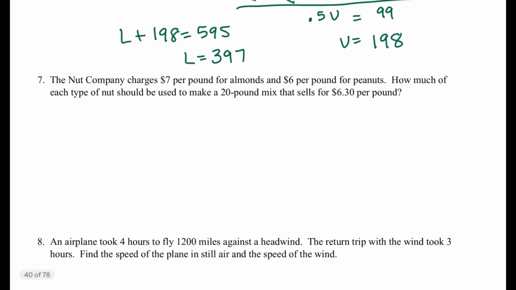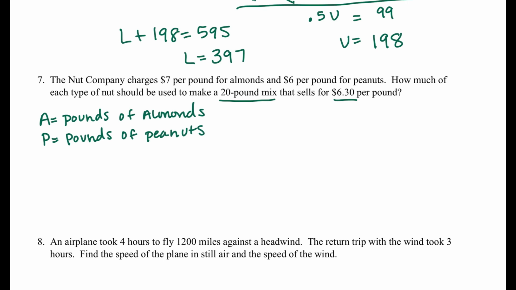On problem 2, the nut company charges $7 a pound for almonds and $6 a pound for peanuts. How much of each type should be used to make a 20-pound mix that sells for $6.30 a pound? Well, let's say that A is going to stand for the pounds of almonds, and P stands for the pounds of peanuts. If I add my almonds plus my peanuts together, that's going to give me 20 total pounds.